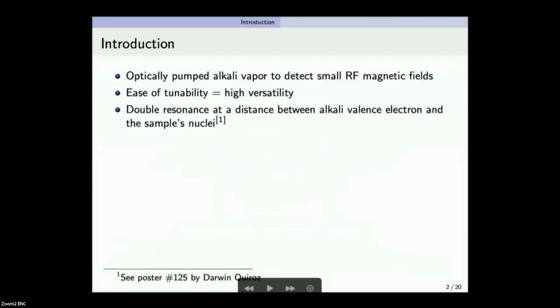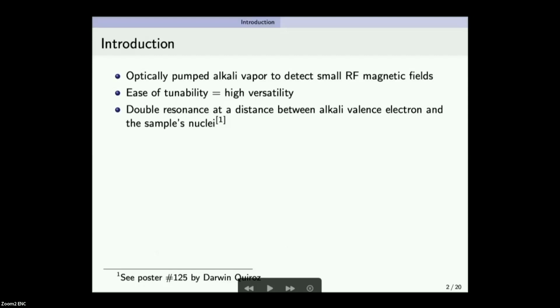I'll just give a little bit of a flavor for how they work initially so you can understand the later parts of it with the intrinsic gradiometer part. So basically there's an optically pumped alkali vapor which precesses the spins and lets us detect the RF magnetic fields. These are particularly useful because of how easy they are to tune. It just has to do with the Larmor precession of the atoms.